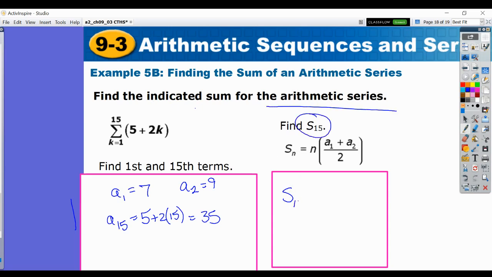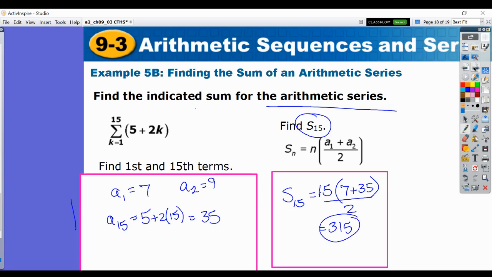All right, now I can find the indicated sum, which is S15. So I want to find S15. So it's 15 times the first plus the last divided by 2. And that's all we have to do. Just make sure we use parentheses in the right spots. And I got 315.